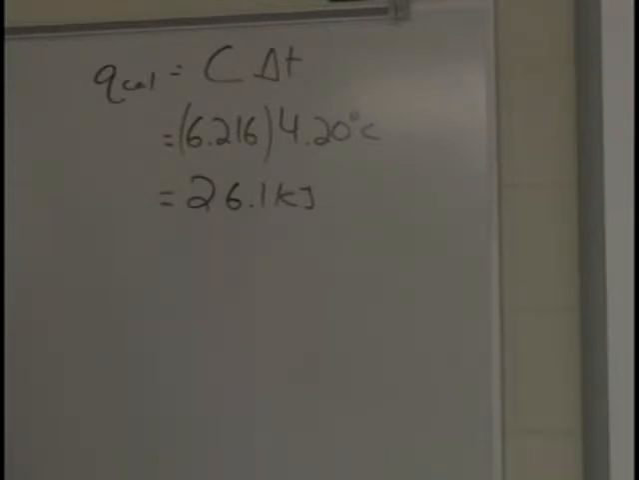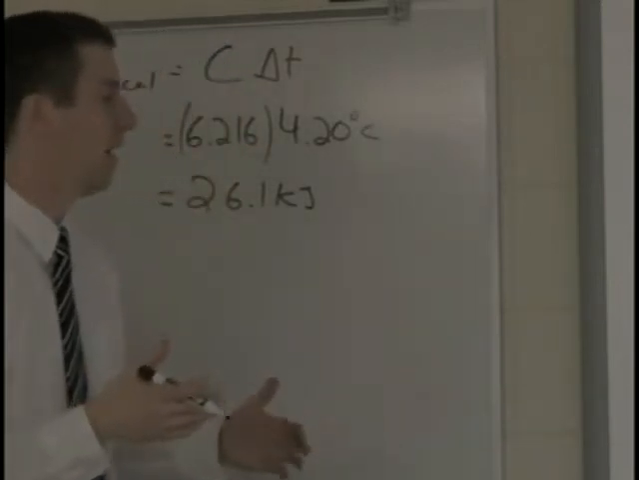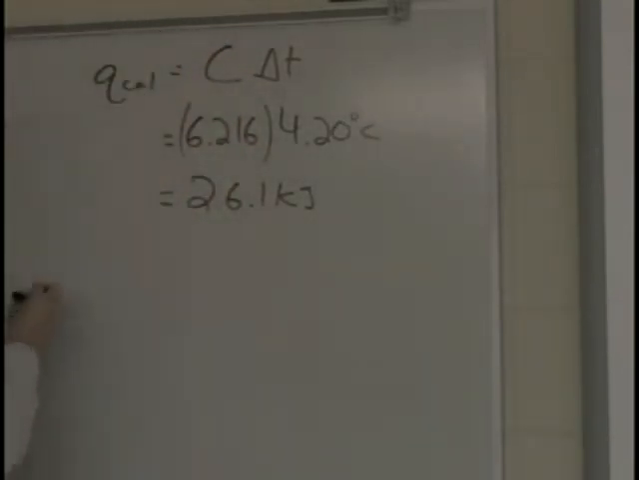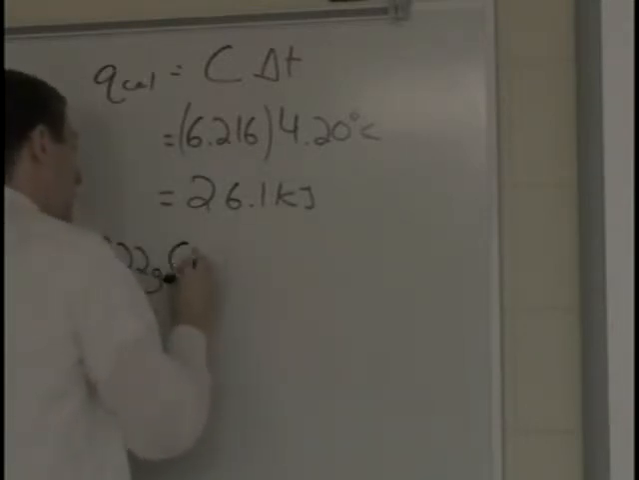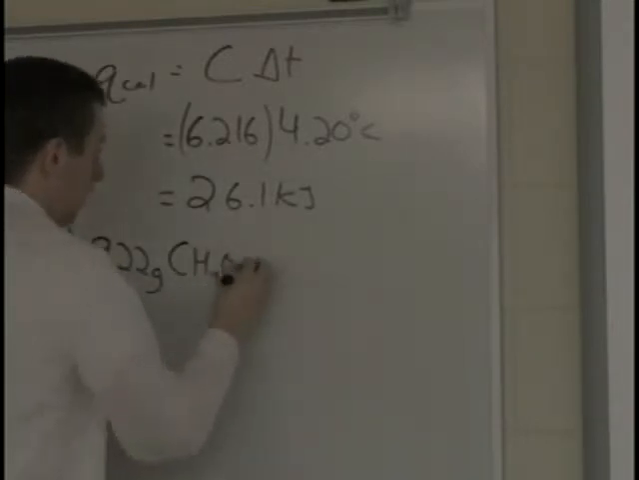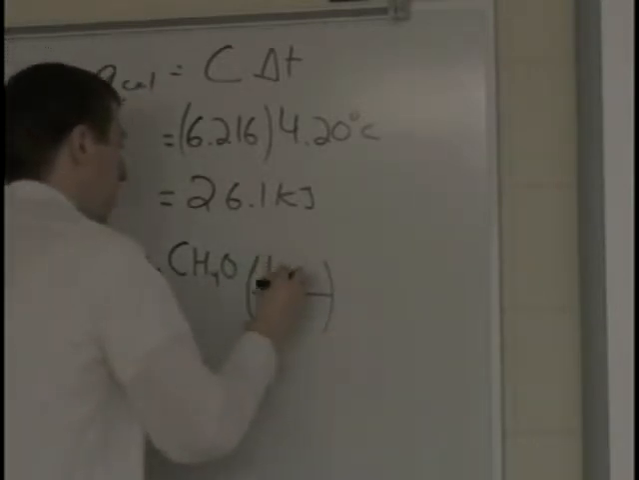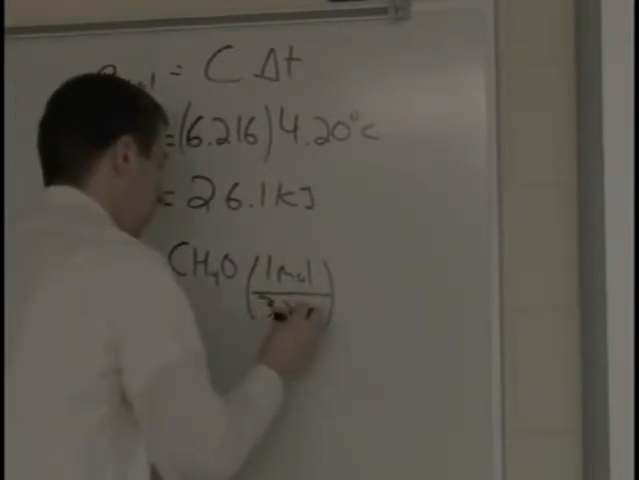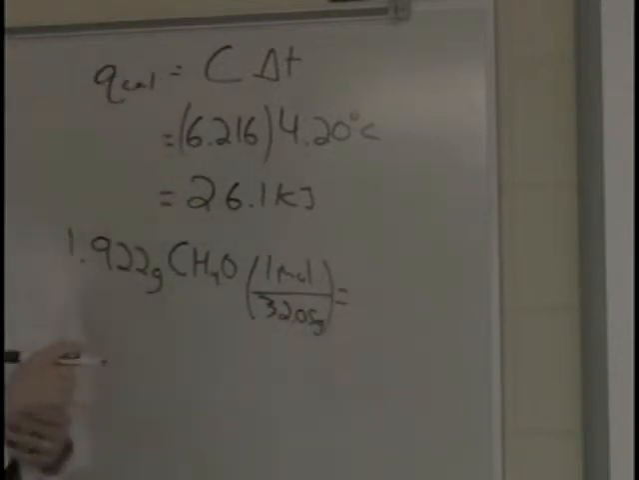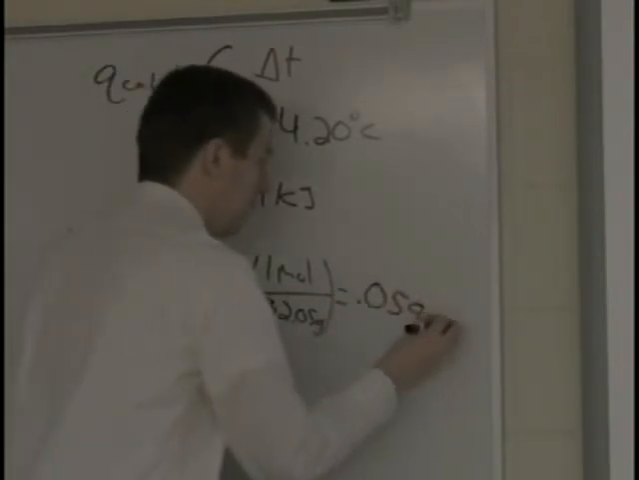The next thing I need to do, when it says molar anything, molar heat of combustion, is convert my 1.922 grams of methanol into moles of methanol, which methanol's formula is CH4O. You might see it as CH3OH otherwise. The mole conversion is 1 mole over 32.05 grams. And that will get me 0.05997 moles.